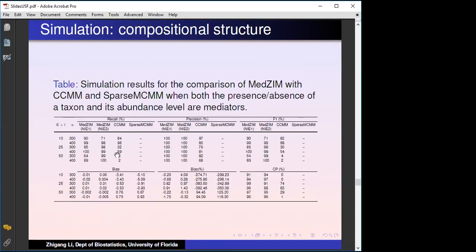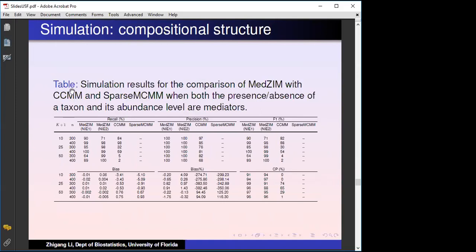The reason is that CCMM and sparse MCMM are not taking the zero-inflated structure into account when they model the microbiome as mediator. I think that both of them need to impute the zero values with another small number so that the method can be implemented. Otherwise, it cannot be implemented.